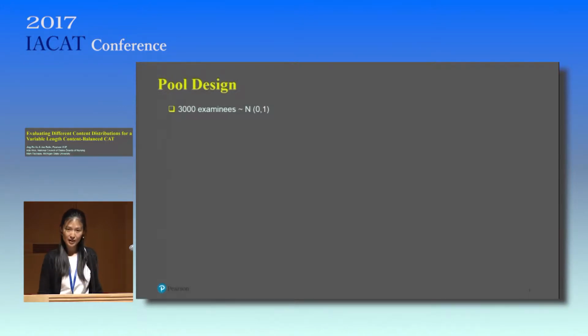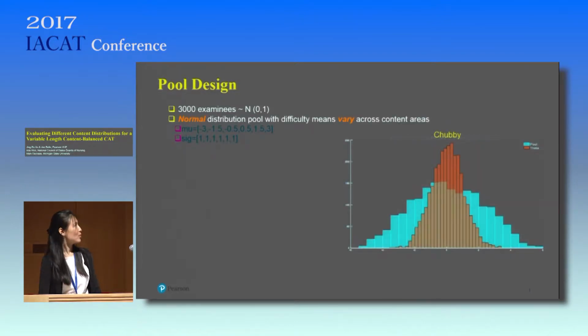Based on this idea, we simulated 3 different pool designs. For example, we have 3,000 examinees randomly selected from a normal distribution. The first pool we simulated is a normal distribution pool, but for each content area, the difficulty mean varies across all 6 content areas. In this picture, you can tell that the blue shaded is the pool distribution, while the orange shaded is the examinee distribution. You can tell that the blue shaded is a bit chubby and flatter. That's why we name it the chubby pool.